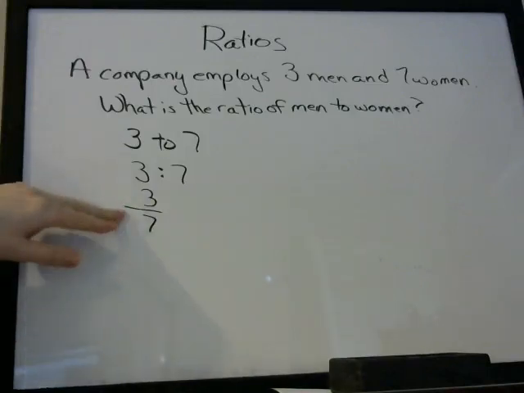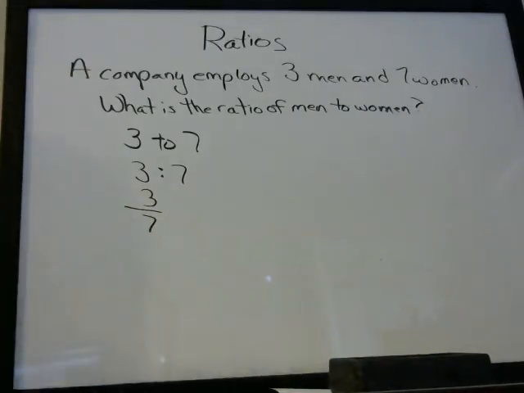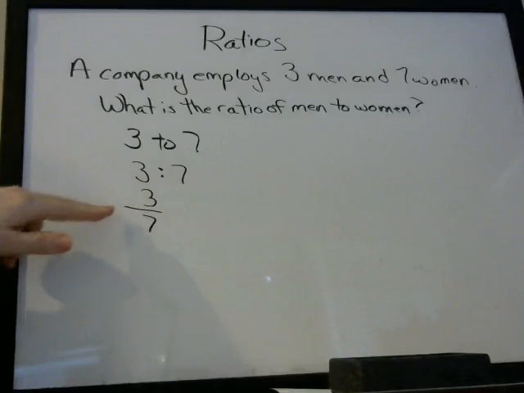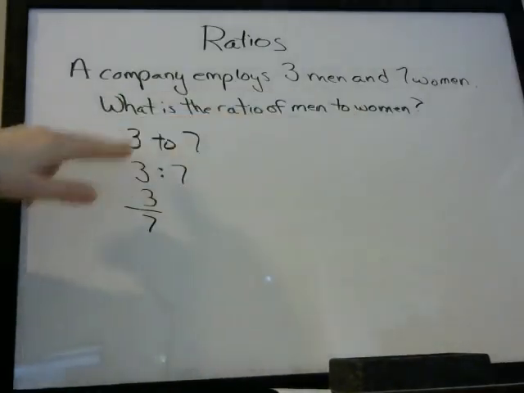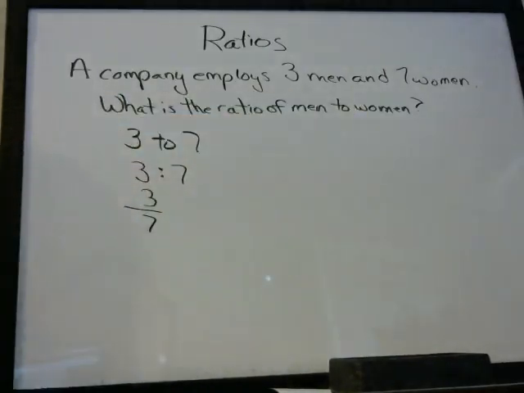Now, if the answer is in fractional form, it might be that it is in lowest terms. So you need to know how to transform a fraction to lowest terms. If you don't know how to do that, watch the video that is on the video link on this page. So, nothing complicated here. It's the ratio of men to women, 3 to 7, 3 different ways to write it.